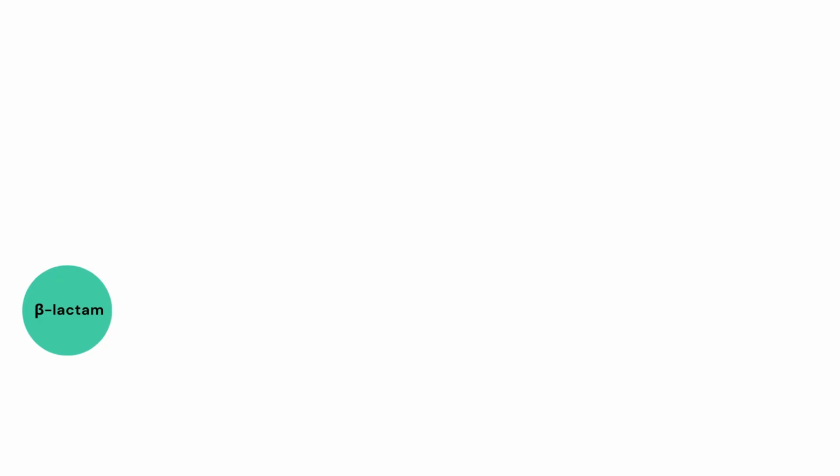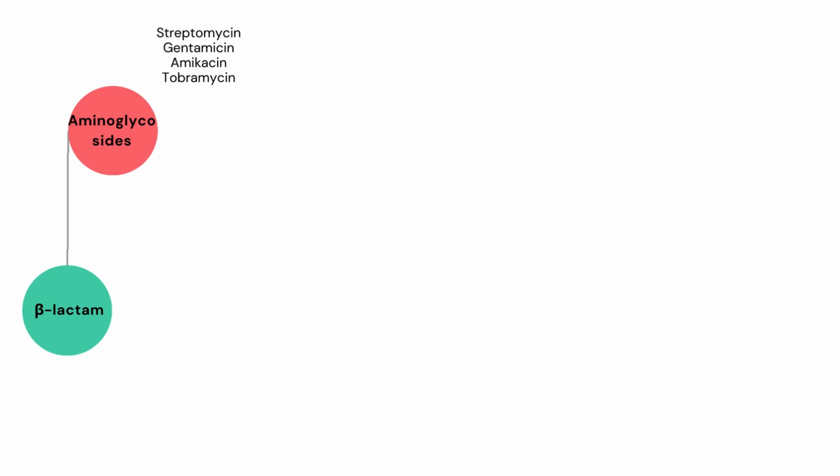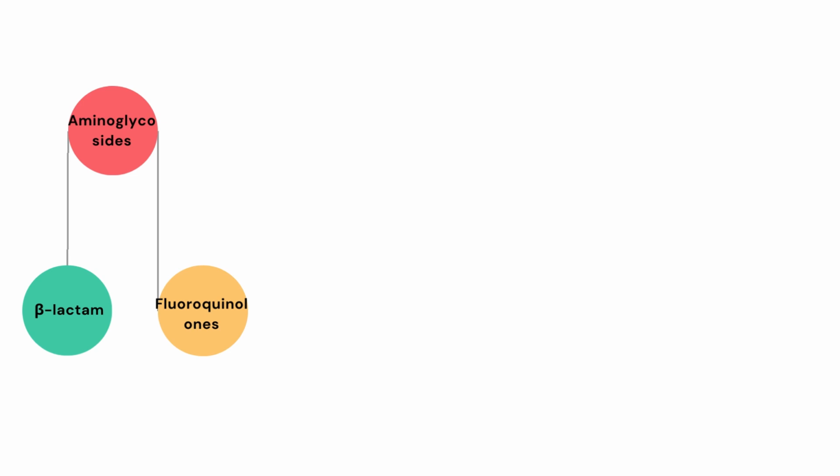The first one is beta-lactams. There are four types in beta-lactams: penicillins, cephalosporins, carbapenems, and monobactam. The another group is aminoglycosides, such as gentamicin, streptomycin, amikacin, and tobramycin. The third group is fluoroquinolones, which includes ciprofloxacin, levofloxacin, and moxifloxacin.